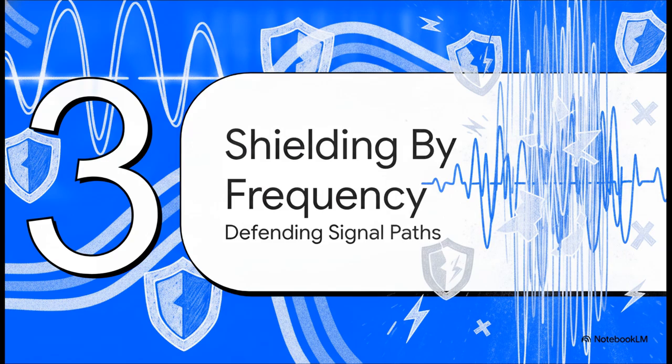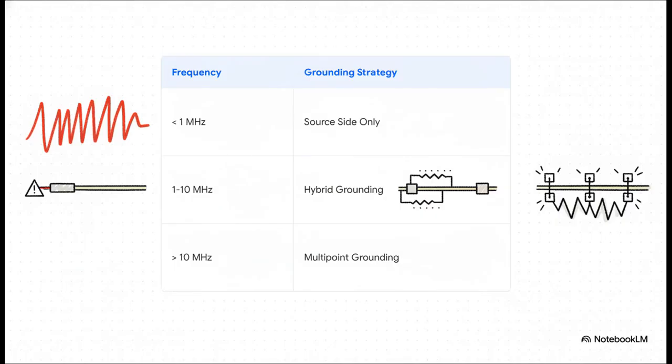All right, Section 3, smart shielding by frequency. As you can see, the core rules of shielding completely change depending on your frequency. What works flawlessly for a low-frequency sensor can absolutely destroy a high-speed data link. For signals under 1 MHz, and especially below 500 kHz, ground your shield at the source side only. That stops those massive ground loops dead in their tracks. Now, between 1 and 10 MHz, you want to use hybrid grounding.